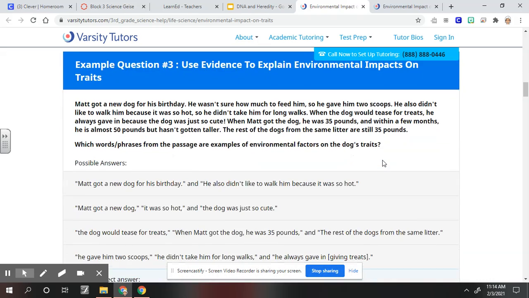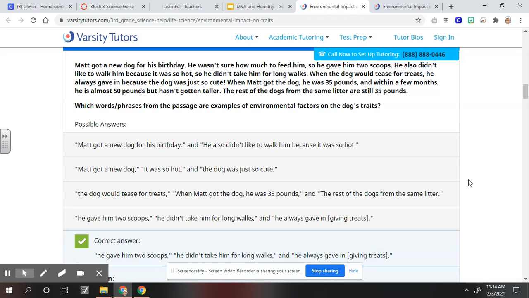So definitely a problem. All right, here's an interesting scenario. Matt got a new dog for his birthday. He wasn't sure how much to feed him, so he gave him 2 scoops every day. He also didn't like to walk him because it was so hot, so he didn't take him on long walks. When the dog would beg for treats, he always gave in because he was just so cute. When Matt got the dog, he was 35 pounds, but within a few months, he was almost 50 pounds, and he hasn't gotten any taller. The rest of the dogs from the same litter are still 35 pounds.